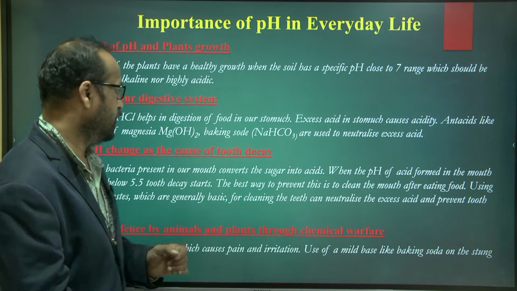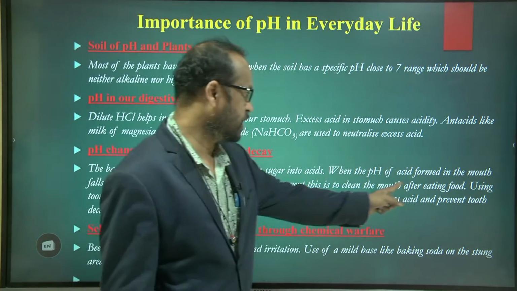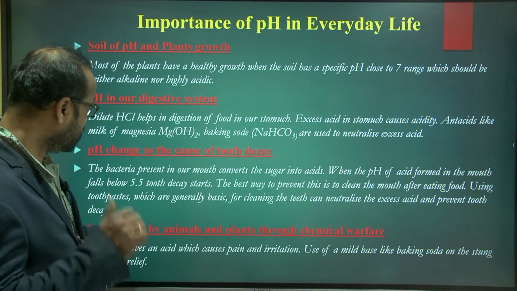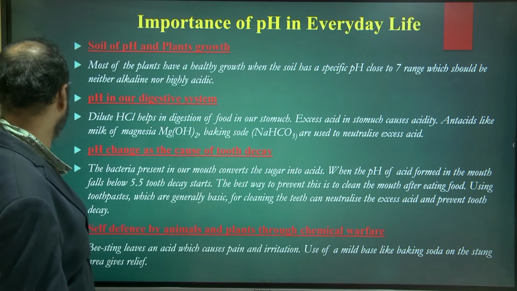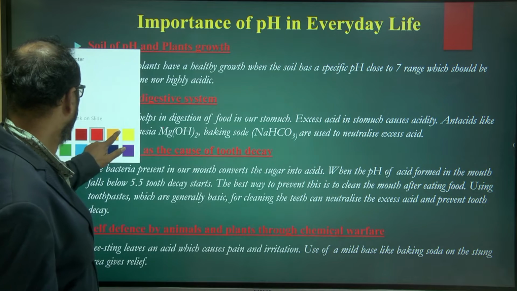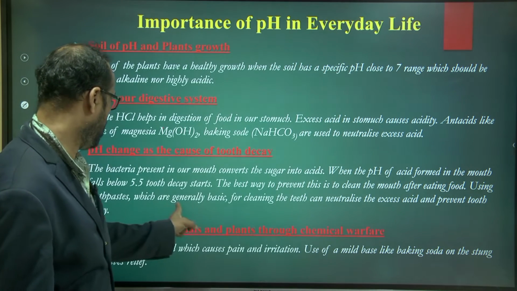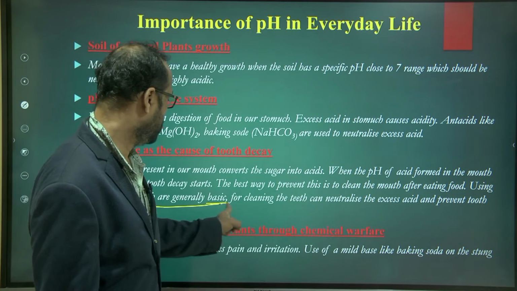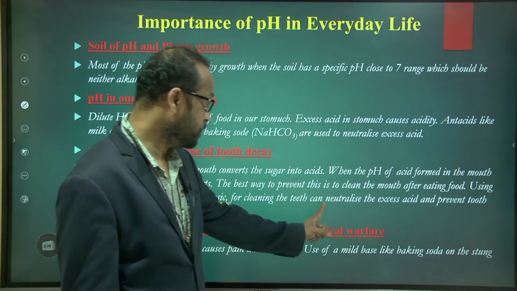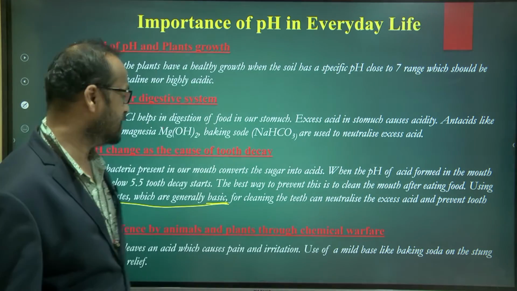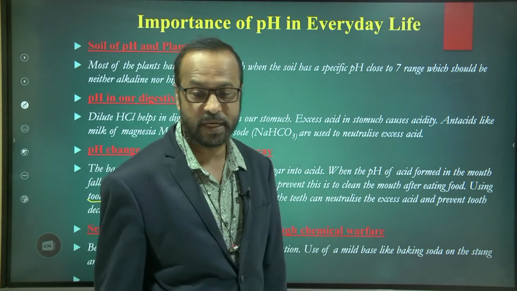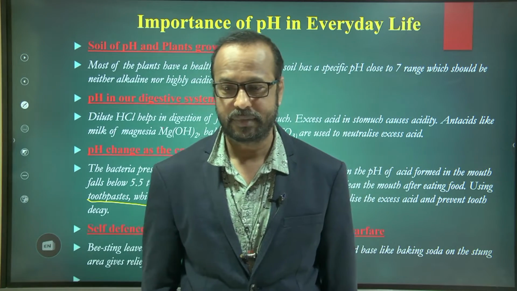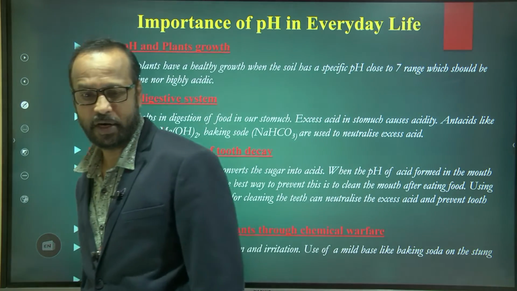So the best way to prevent this is to clean the mouth after eating food, using toothpaste. Which toothpaste? Those which are generally basic. This is the most important point. The toothpaste you have to use is basic, for cleaning the teeth, because it can neutralize the excess acids and prevent tooth decay. Is this clear to you? Understood this point now?